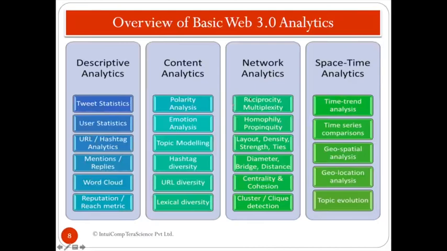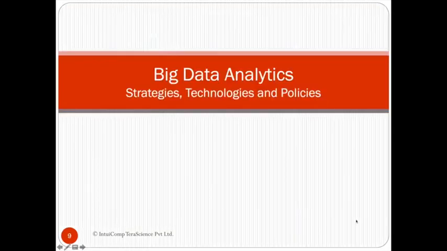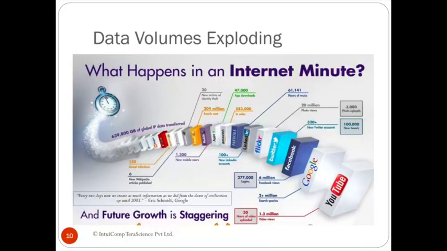Network analytics: reciprocity, multiplexity, here homophily and propinquity are done, layout, density, strength, ties are checked, diameter, bridge, distance are used, centrality and cohesion are checked, cluster and clique detection are done. After that it comes to space-time analytics: time trend analysis, time series comparison, geospatial analysis, geolocation analysis, topic evolution. So big data analytics, strategies and technologies and policies we'll discuss now.